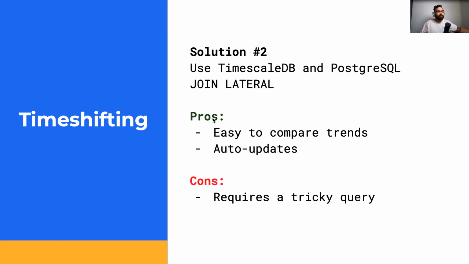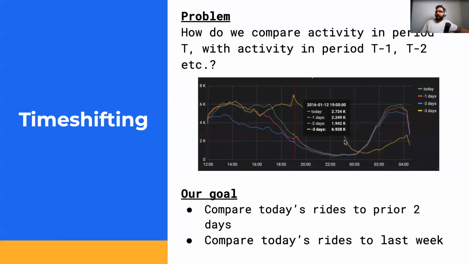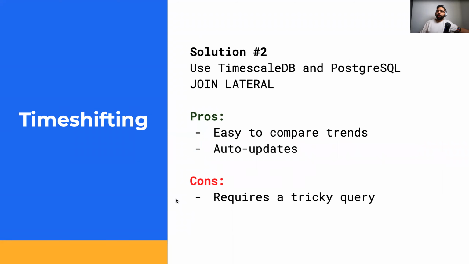And this approach has a bunch of things going for it. The first one is that it makes it very easy to compare trends, because we'll have the trend lines on the same graph. So it's very easy at any point in time to actually see how the activity today compares to the previous days or the previous time periods. So that's what we're going to show. And it also auto updates.